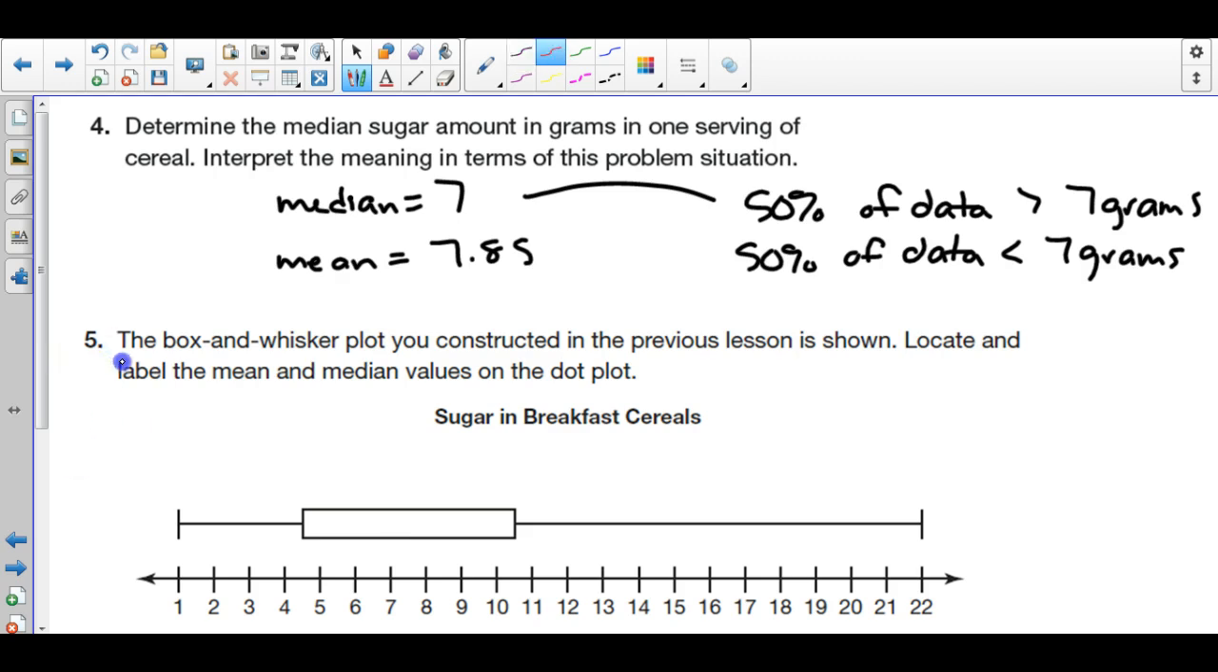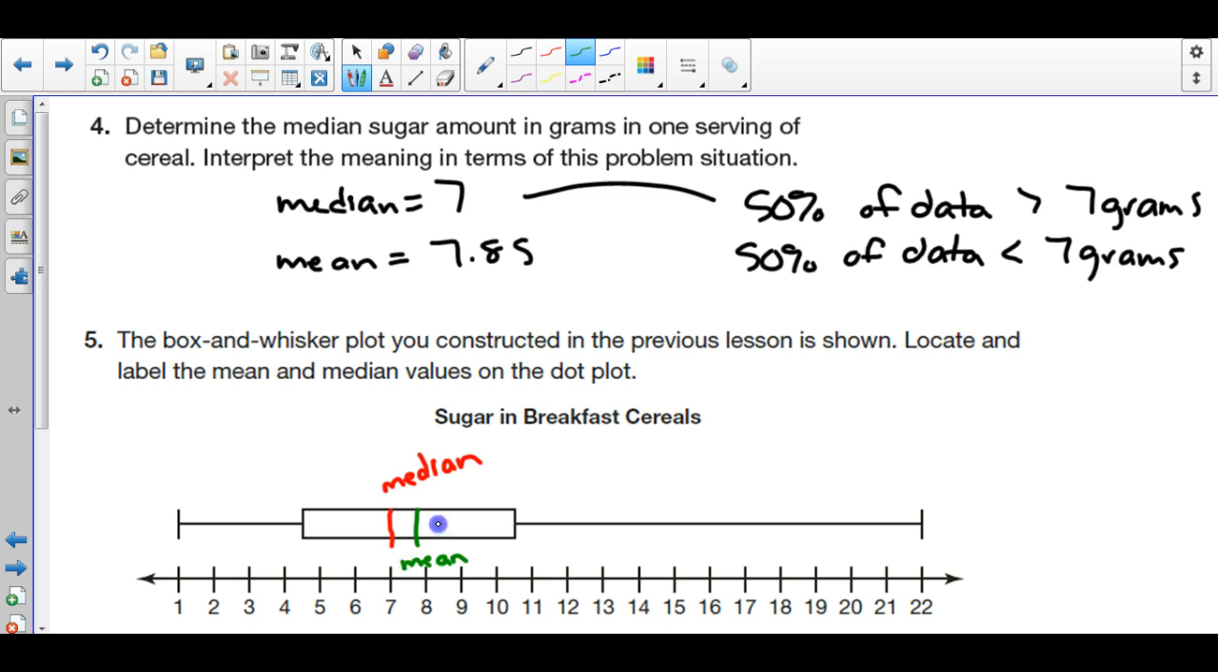What I want to do is take a look at number 5 where it says this was the box and whisker plot that we had constructed in one of our previous lessons. We're going to locate where the mean and the median are. So I'm going to locate that the median is at 7. So I'm going to put a little bar here, say that this is the median. And then underneath this, it says 7.85. So closer to about this side is where my mean is.